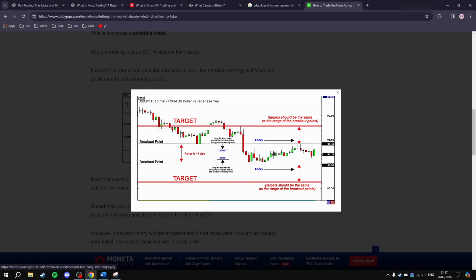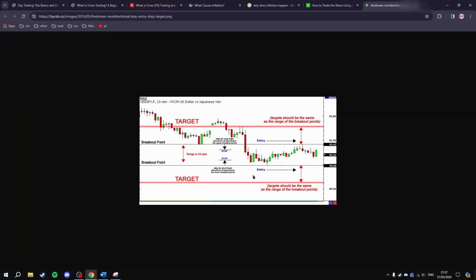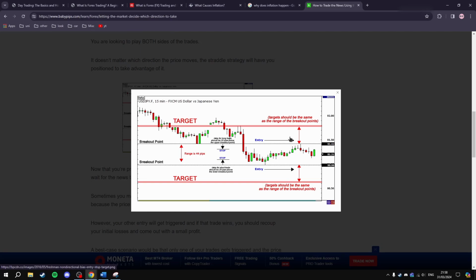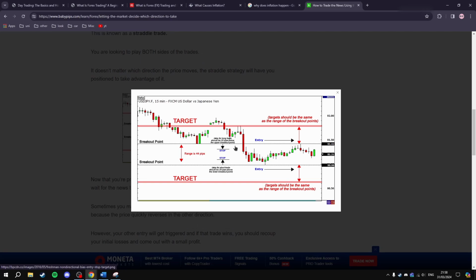Entry points, we got our highs and lows. Entry points above the high and below the low. So our highs and lows are the breakout points, and our entries are above the high and below the low. Our target should be about the same as the range of the breakout points, so this should be about 44 pips, and this should be about 44 pips as well.